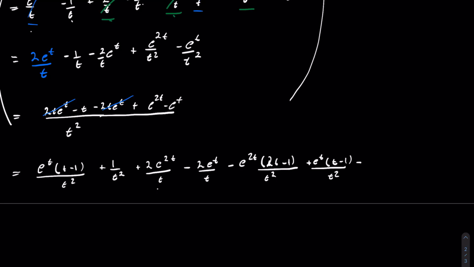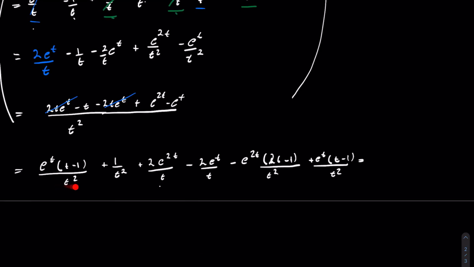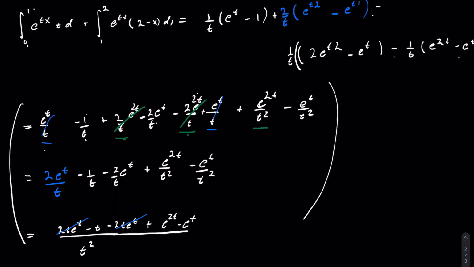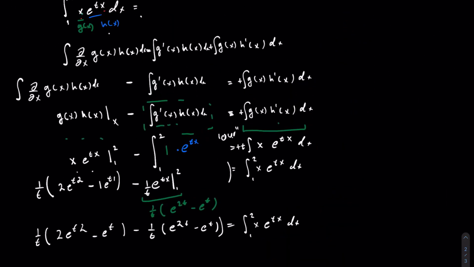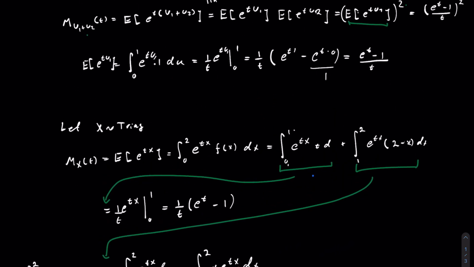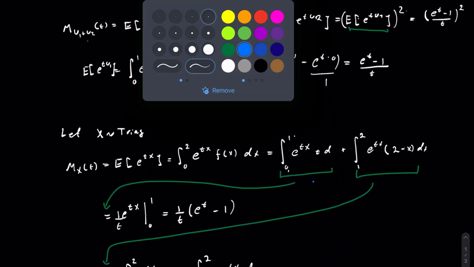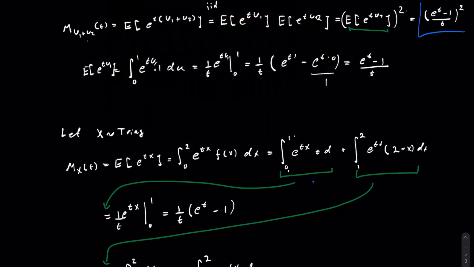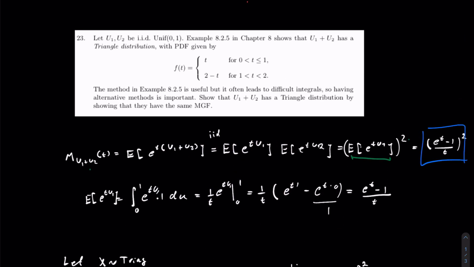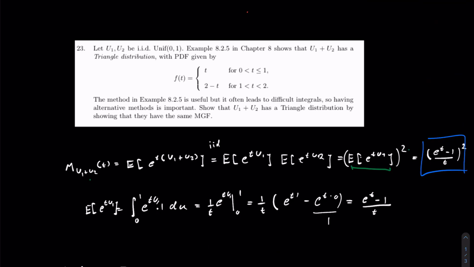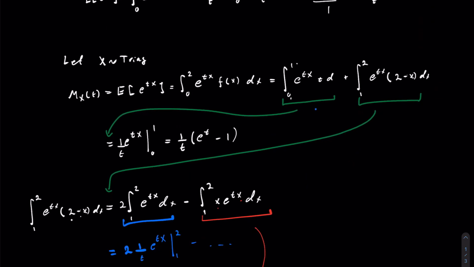t squared, and this whole thing, indeed, after subtracting and adding, basically just manipulating this whole thing, we get e to the t minus 1 squared over t squared, which is exactly what we were supposed to show up here. If we just browse up this piece here, we conclude that U1 plus U2 is indeed having a triangular distribution.